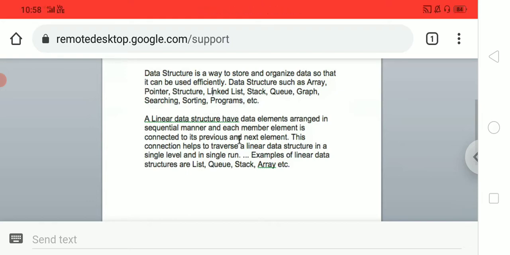Before going to the topic, let us see the definition of data structures. A data structure is a way to store and organize data so that it can be used efficiently. Data structures include array, pointer, structure, linked list, stack, queue, graph, searching techniques, sorting techniques, programs, etc. With the help of these data structures, we can write programs that deal with data.